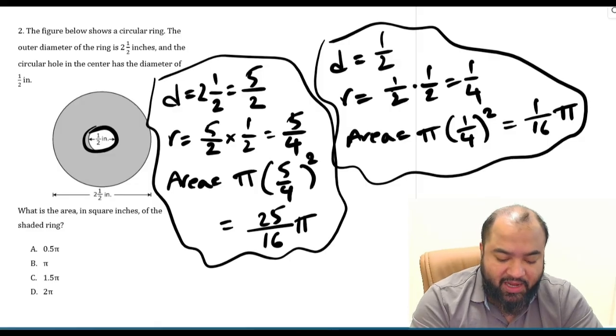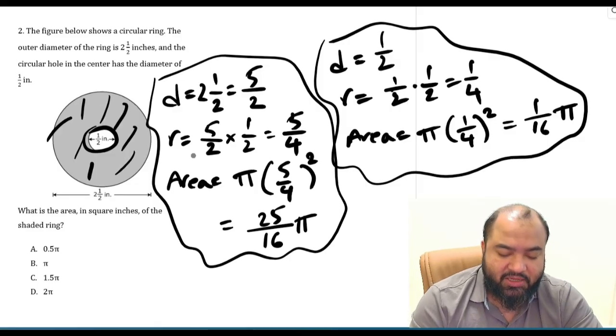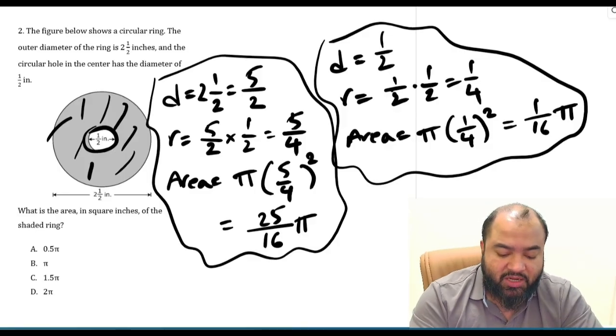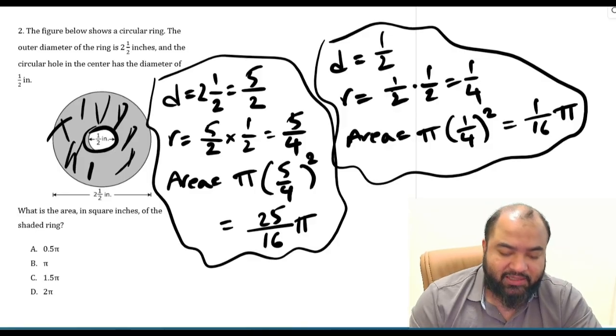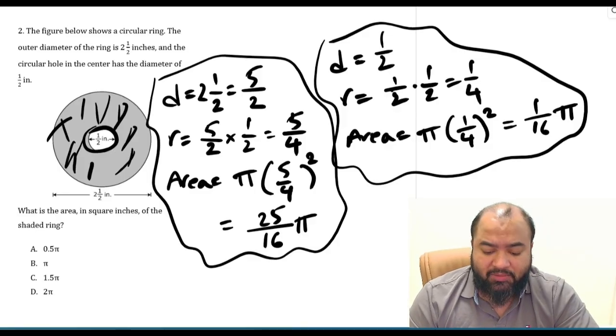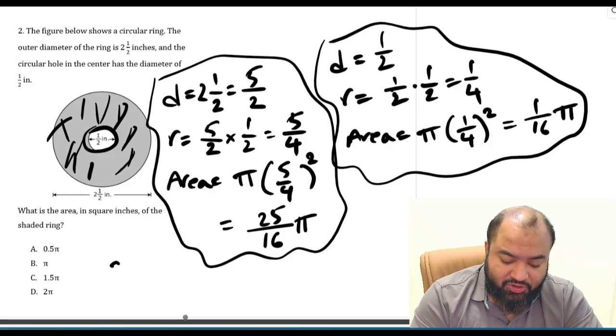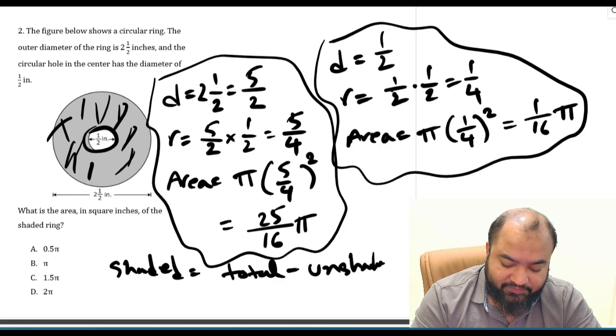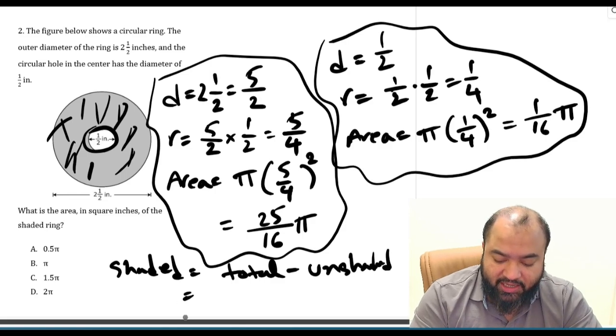Now, how do we find the shaded, like the donut? From a full circle, if you cut out a circle in the middle, it's like a donut shape. How do you find that? Shaded equal to total minus unshaded. Remember that? So shaded, I'm just going to write it again, total minus unshaded. Okay? So now the total area is the big area.